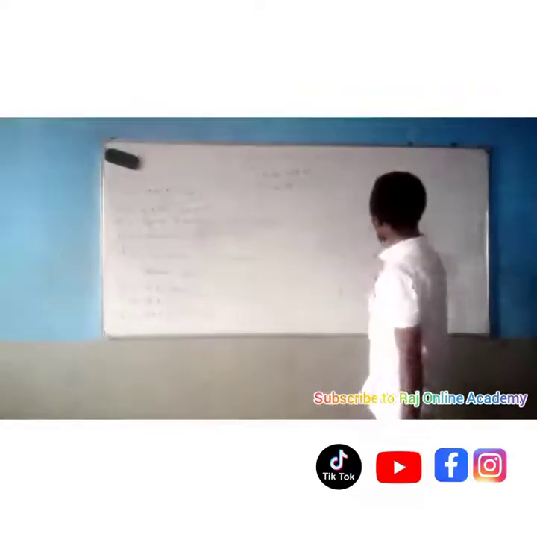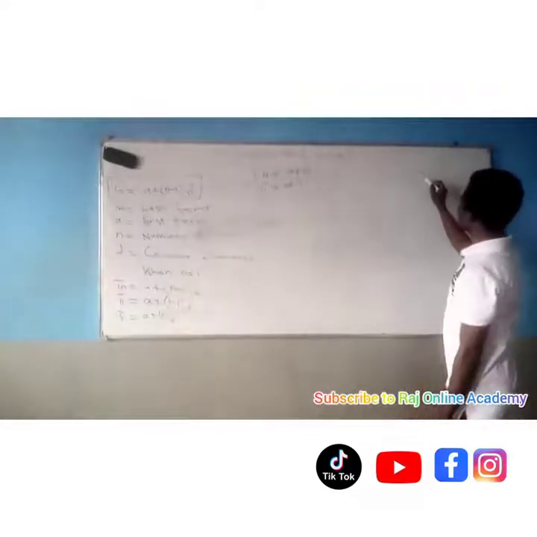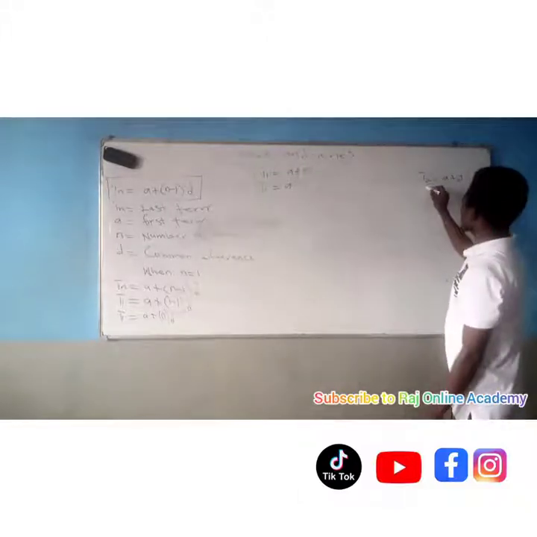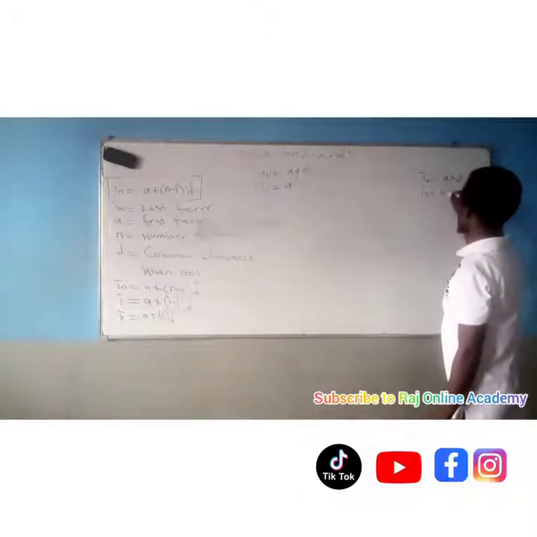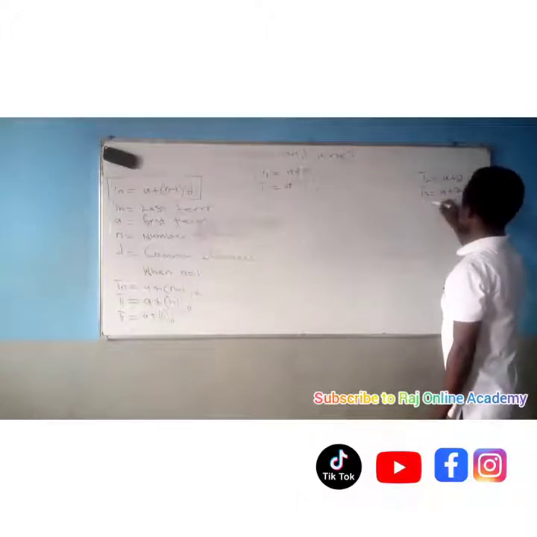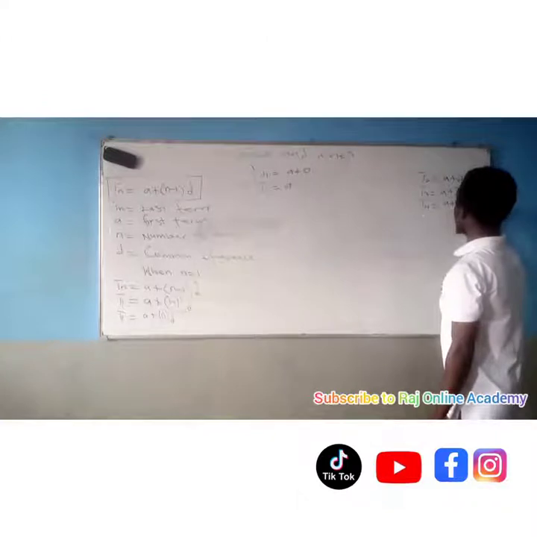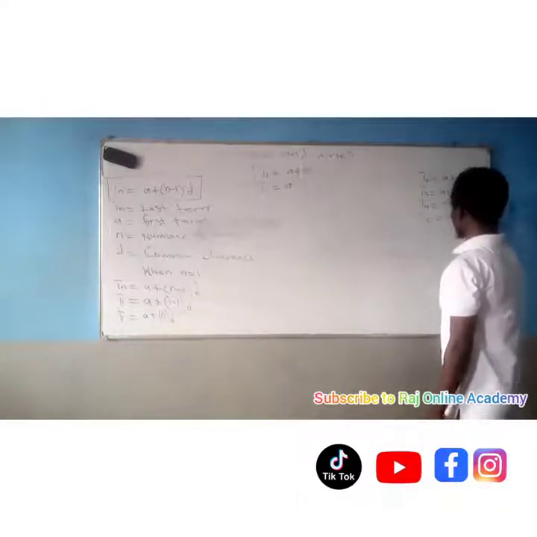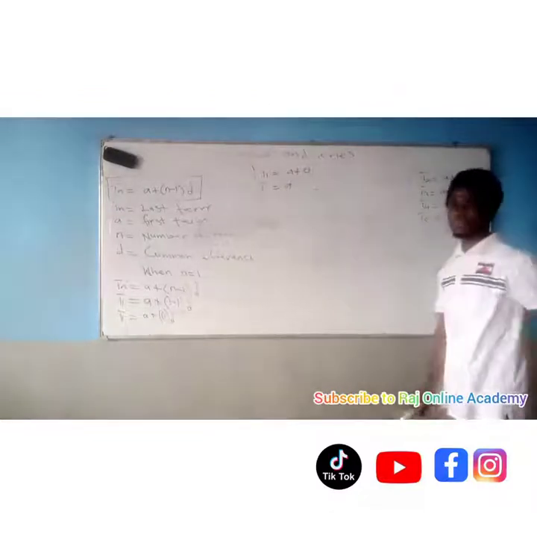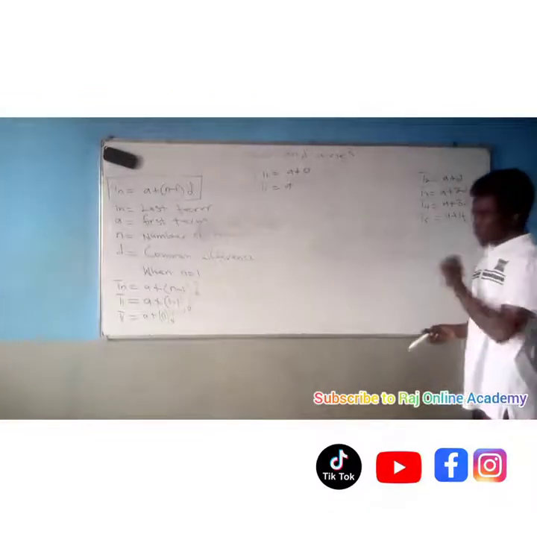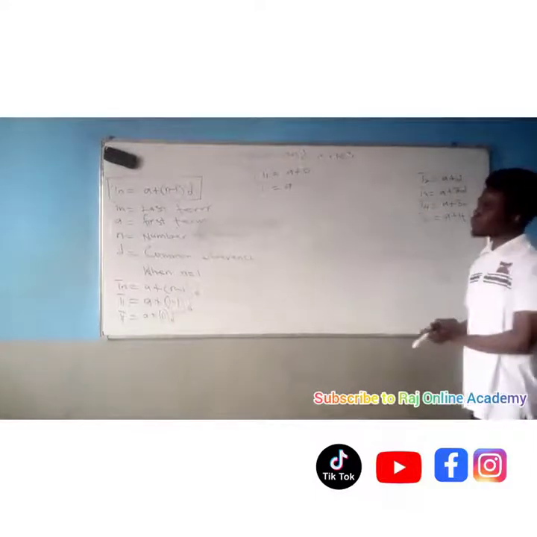A. Alright? And mind you also, T2 is equal to A plus D, and T3 is equal to A plus 2D. T4 is equal to A plus 3D. T5 is equal to A plus 4D. This is how we have the terms. To have all of these proofs, you can use your formula.